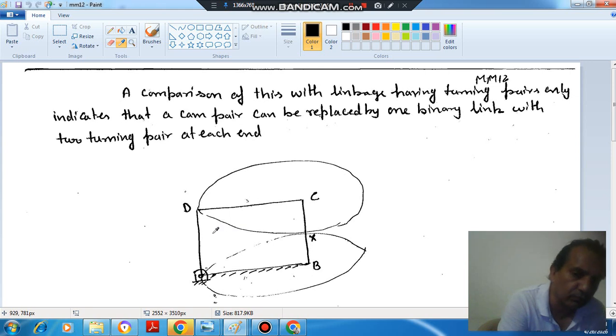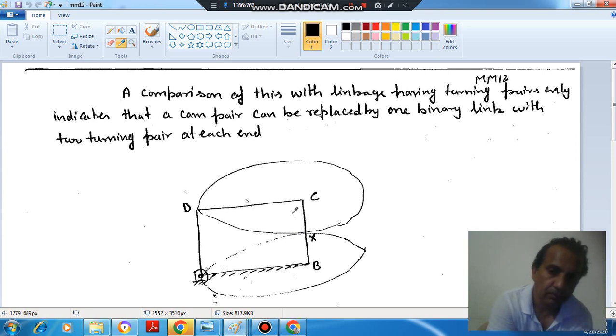In the 4-bar chain there are 4 links and 4 lower pairs. There is no higher pair. So one higher pair can be replaced by one link and two additional lower pairs. The last line is: comparison of this linkage having turning pair only indicates that a cam pair can be replaced by one binary link. If we want to replace this cam by this, then this is the binary link with two turning pairs, one at each end, additional two turning pairs.